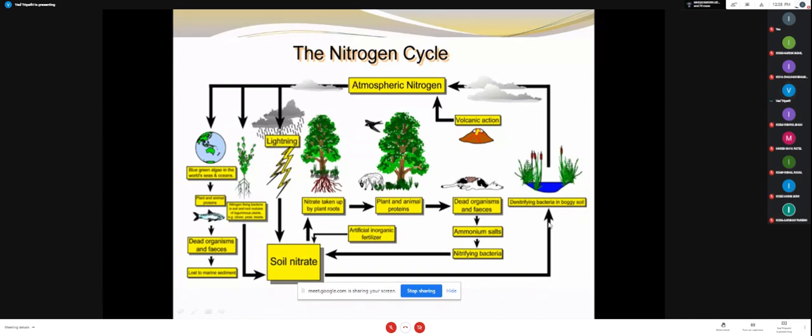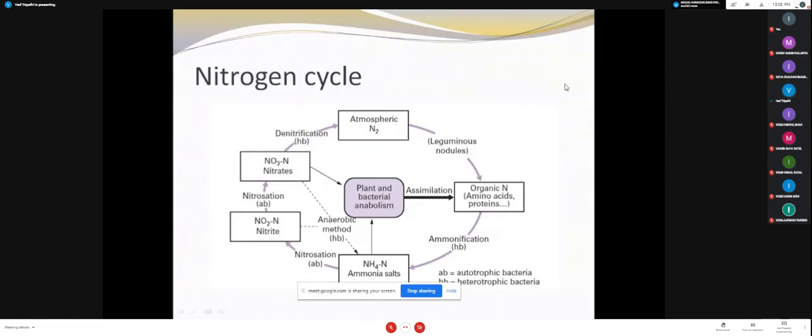Okay. Then we have denitrifying bacteria in marshy areas which release the nitrogen back into the atmosphere, and volcanic actions. So natural reasons are there for emissions of nitrogen, recycling of nitrogen back into the atmosphere.